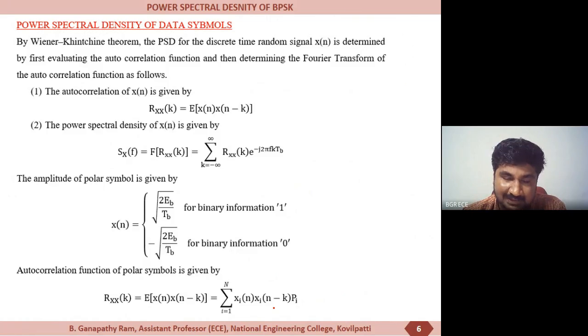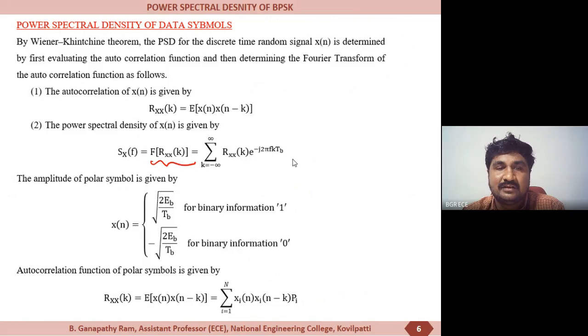So the autocorrelation of the random binary data symbol x of n is given by Rxx of k is equal to the expectation of x of n multiplied by x of n minus k. And the power spectral density of the random data signal x of n is given by the Fourier transform of Rxx of k, which is represented by the discrete time Fourier transform of Rxx of k, expressed as summation of k equal to minus infinity to infinity Rxx of k e to the power of minus j 2 pi f k TB, where f is the frequency domain variable.